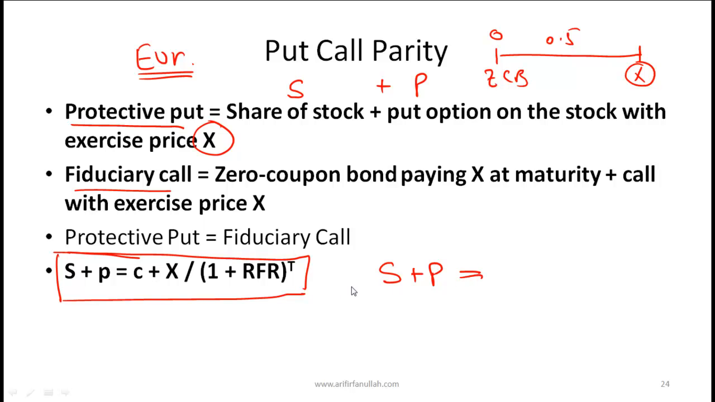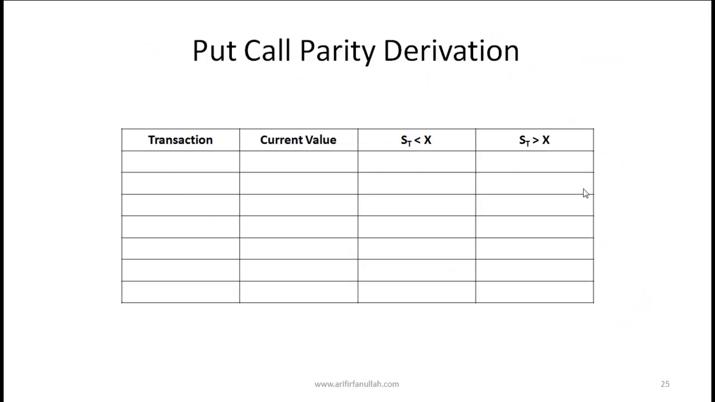So a protective put is equal to a fiduciary call, which is equal to the call option, plus at time 0, what is the value of this zero coupon bond? It is simply the discounted value of X. So X over 1 plus the risk-free rate to the power of time remaining, which in my simple example is 0.5. Let us now see how this relationship can be derived.